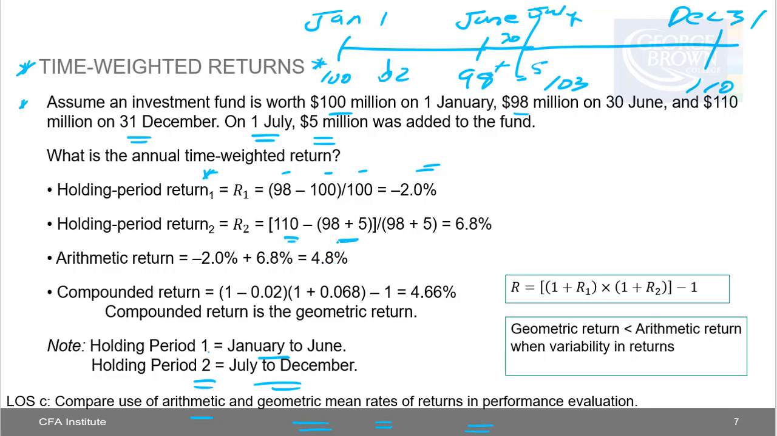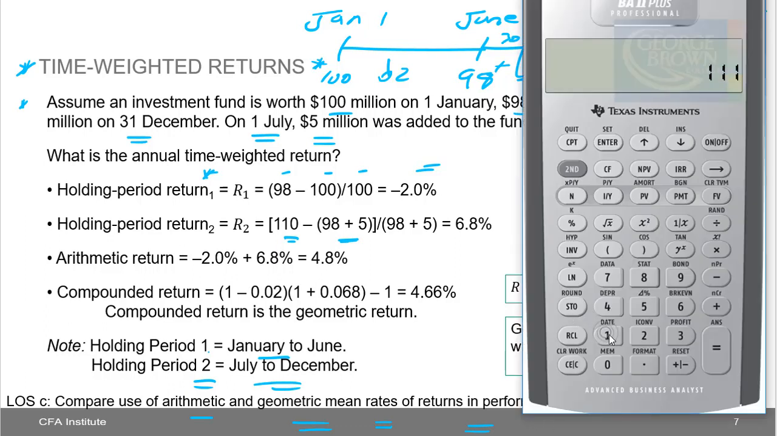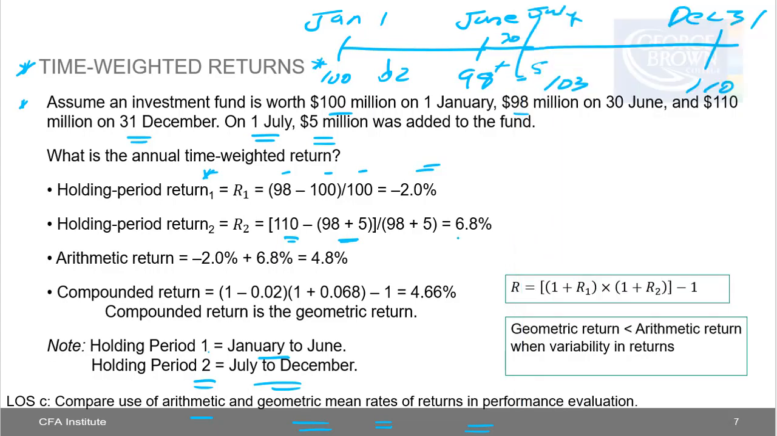So that's 110 minus 103 divided by 103. Okay, just bring up the calculator. And ending 110 minus beginning, which is 98 plus 5, 103, divided by the beginning, 103. And you can see 6.796. They've rounded it to 6.8%. So the arithmetic return, minus 2% plus 6.8 equals 4.8.